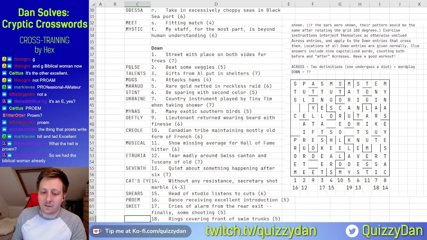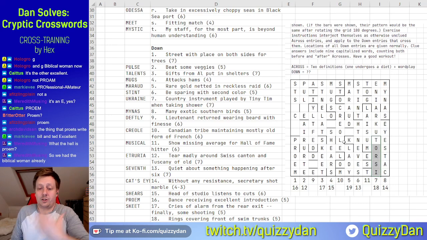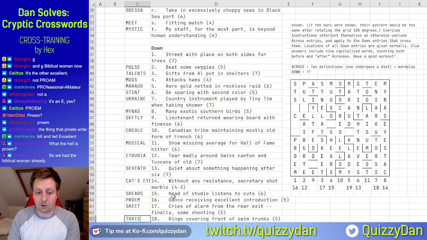Rings covering front of swim trunks. Interesting. That is 18. So torsi. So it's tori. That's a good clue. I like that one. Tori are the rings. They cover the front of swim, which is S, and the trunk is a torso. So torsi is your that.